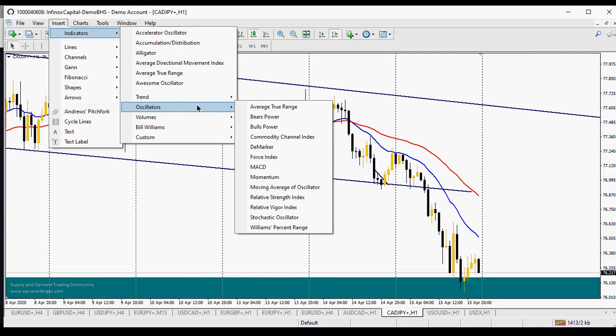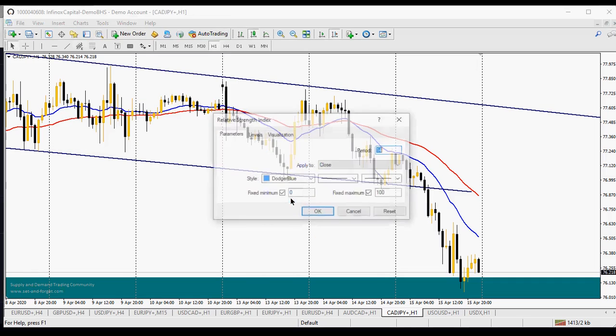Oscillators show you the swing high and swing low, the swings of the market, and we have different ones. The popular ones are RSI, Relative Strength Index, and MACD. Those are the popular ones that people use. In fact, most traders love these two, the MACD and the RSI. So let's start with the RSI.